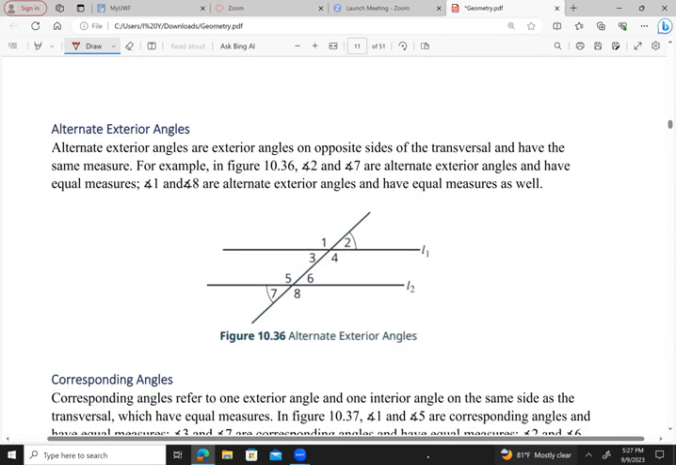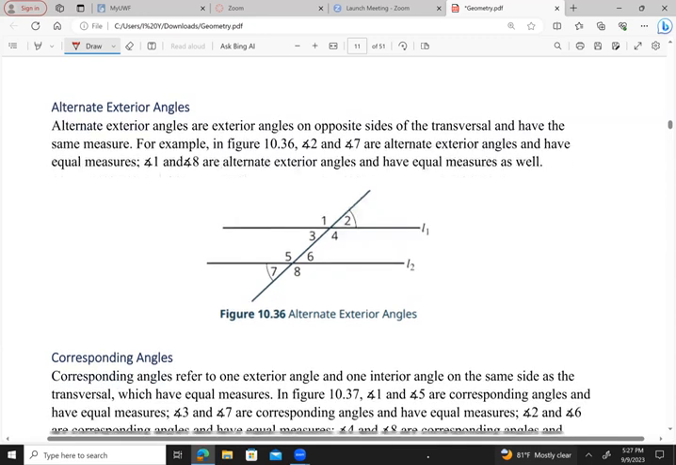Alternate exterior angles are exterior angles on the opposite sides of the transversal. Here we show angle 2 and angle 7, and they have equal measures. Likewise, 1 and 8 would have equal measures.